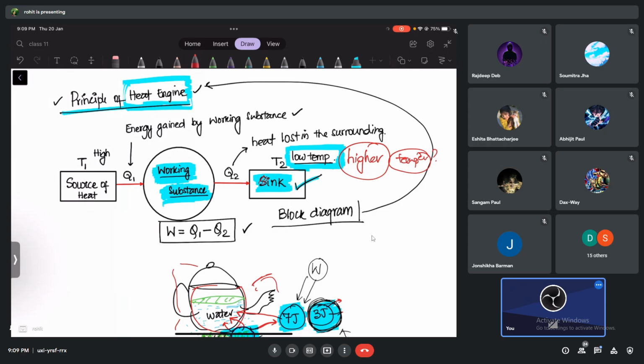This sink will start behaving like a source, a source of heat. But automatically, do you realize, if I start calling this the source, what will happen to the other one? It will become the sink, right? Do you understand? Okay, I'll give an example.